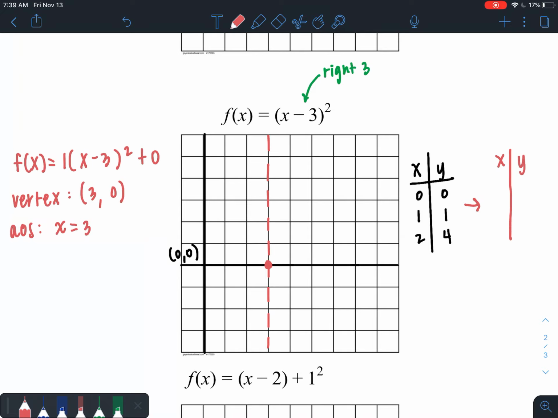So x and y. Now if we're moving to the right 3, we're going to add 3 to each of our x values. So we get 3, 4, 5, and these values for y stay the same. So I have 3, 0, 4, 1, and 5, 4. And then those points get reflected over. I'm able to graph my function. Remember to make it curved and not pointed. And because of that, we have a minimum.